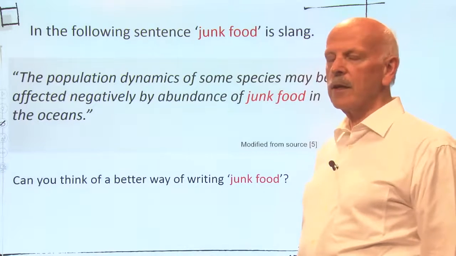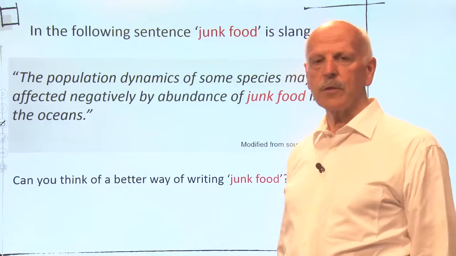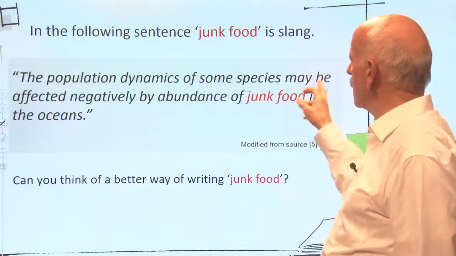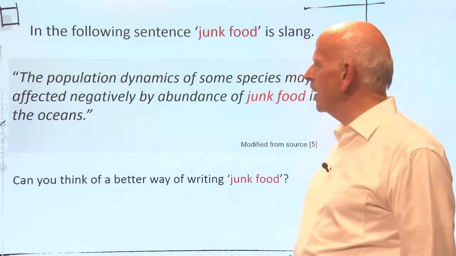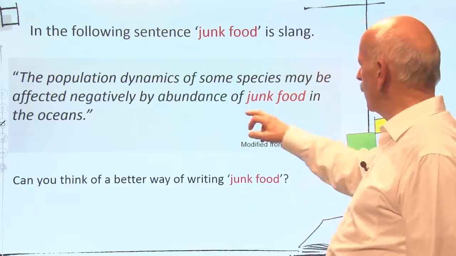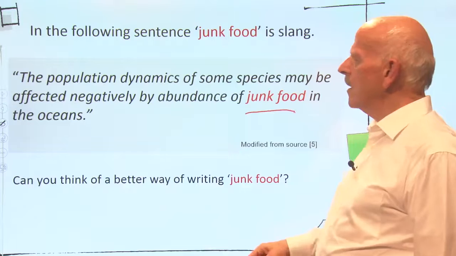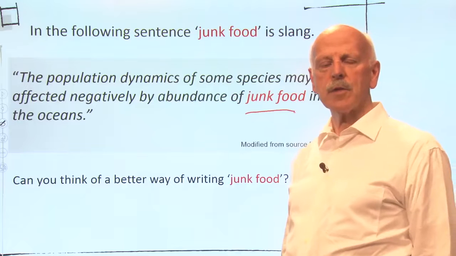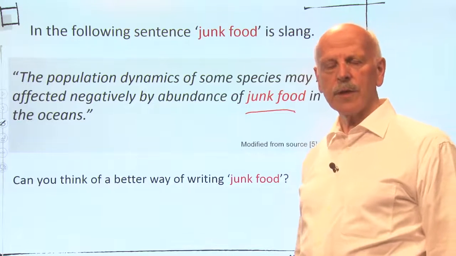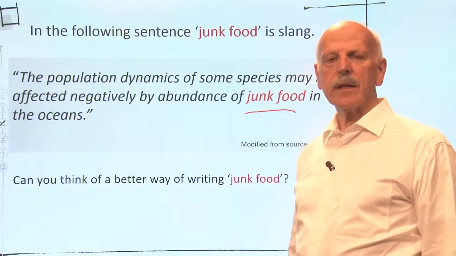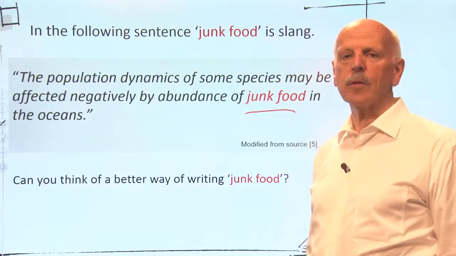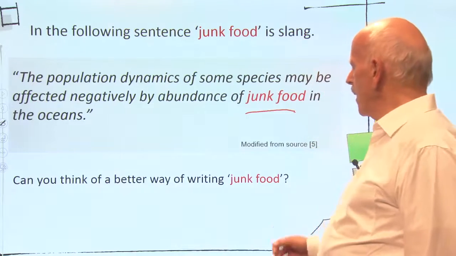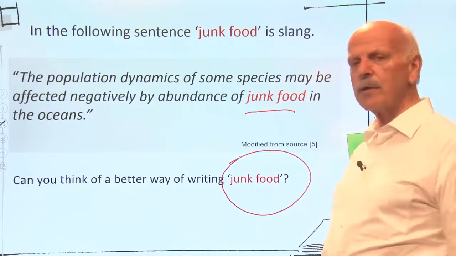Here is a sentence that includes the expression "junk food." This was in a real paper. The population dynamics of some species may be affected negatively by abundance of junk food in the oceans. Now, in this paper, they were talking about some specific types of mammals, whales, dolphins, and porpoises. This is about the kind of food that that group of animals have access to and how it's been changing recently. So, can you think of a better way of saying junk food?